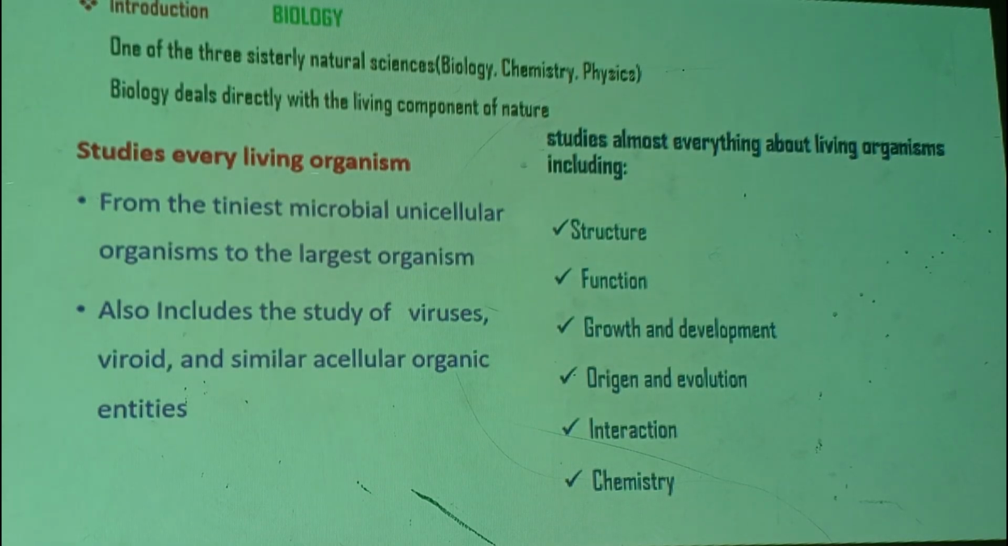What does biology study about living organisms? Almost everything. Biology studies structure and function of organisms, anatomy, morphology, function of organs, function of cells, function of tissues, growth and development, reproduction. It studies origin and evolution. It studies the interaction of organisms with themselves and with their environment. It studies the chemistry of living organisms, etc. Therefore, it studies almost everything about living organisms.